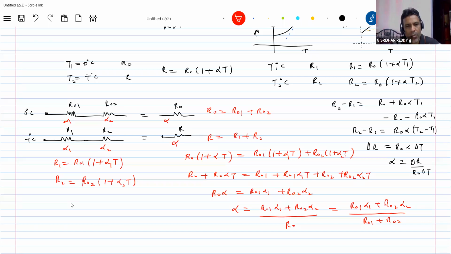To calculate the effective resistance, I should know alpha, or I should measure R1 and R2 and add them up. Most of the time, what will be given for us is alpha 1, alpha 2, and the change in temperature. How do we calculate the effective resistance at higher temperature? If you know alpha, you can substitute it back here. So when they are in series, the effective temperature coefficient of resistance of the material is this one. If I want to replace these two with an equivalent material, this is the alpha of that material.